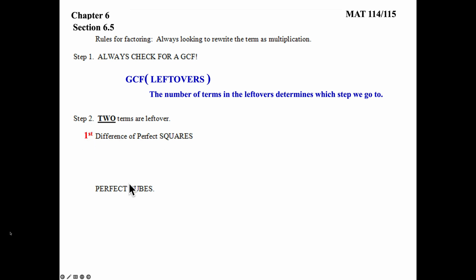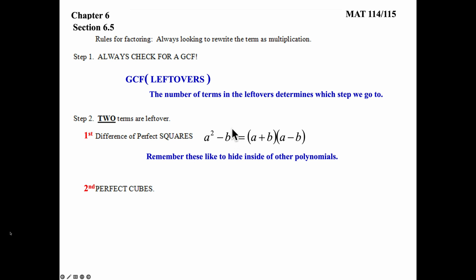We had the difference of perfect squares and perfect cubes, and if you recall, we said always do the difference of perfect squares first. Perfect cubes are done second. Again, I'll tell you why we do it in that order in just a minute. But we have a squared minus b squared, that's equal to a plus b, a minus b. Take the square root of each term, one plus, one minus. Now remember, these binomials like to hide in your leftover answers, so you may always have to come back to step 2. So if you ever get an a squared or x squared, x to the fourth, once you're done factoring, consider you may have a difference of perfect squares.